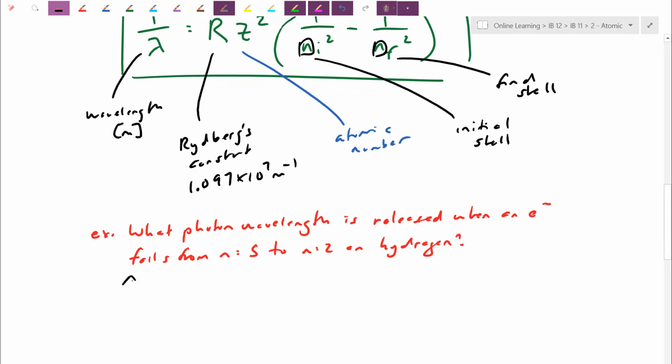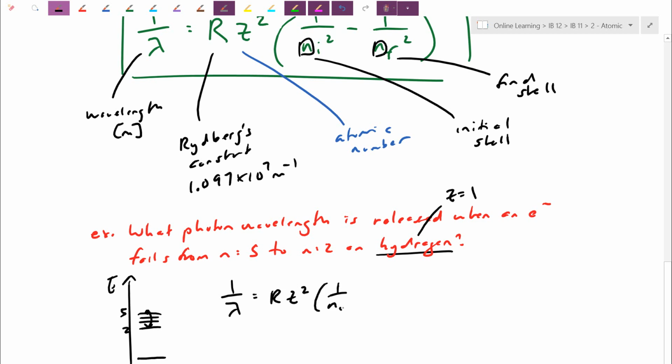We can do our energy level diagram. We have energy shell 1 down here, 2, 3, 4, 5. So this time, my electron happens to already start on shell number 5. It's only going to drop to shell number 2, right? It's not going to fall all the way. We know we're on hydrogen, so I know my Z value is 1. And I want to know, well, what's the wavelength? So let's do it here. 1 over the wavelength is R Z squared, 1 over Ni squared minus 1 over Nf squared.